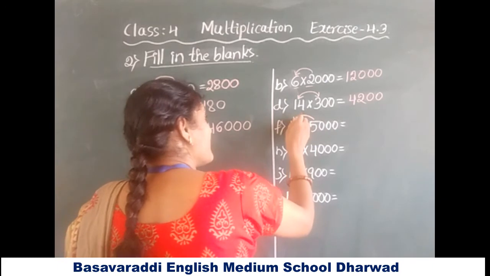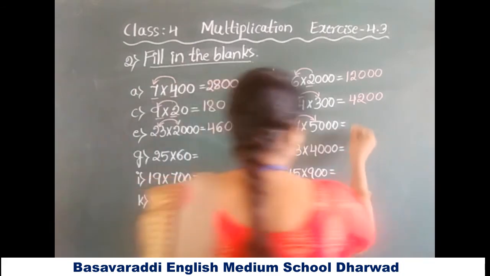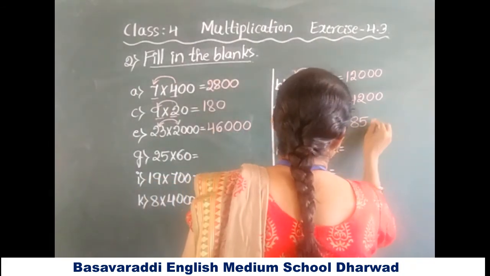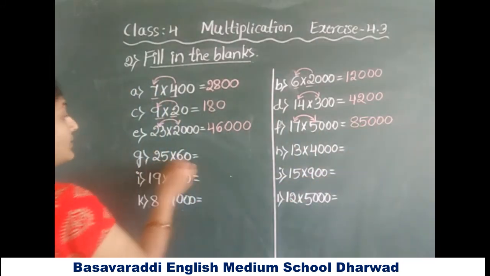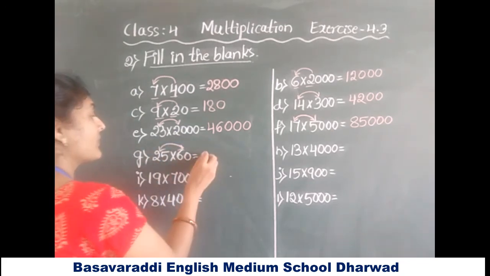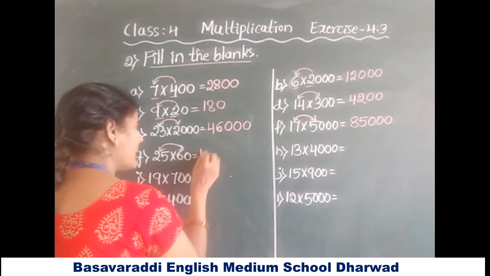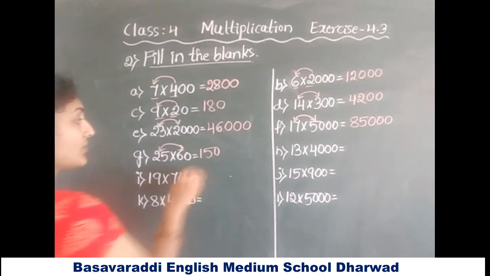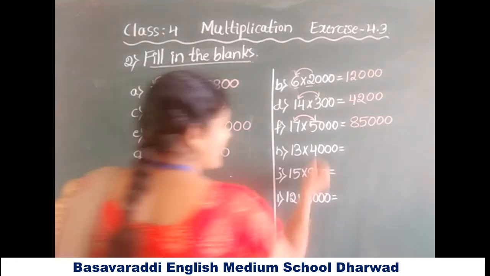17 fives are 5 17s, both are the same there. That is 85. Write the 3 zeros there. The 85,000. Next, the 25 into 6. That is 150. Then write the zeros. The 1 zero remaining. So that becomes 1500. First multiply the non-zero part and then put the zeros.